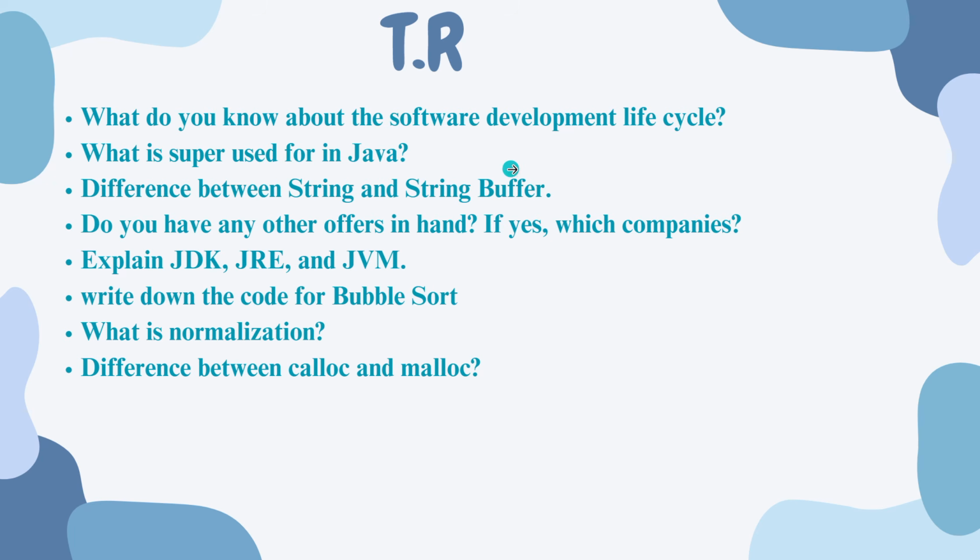And the super keyword, have a good idea on keywords. What is super used for in Java, difference between String and StringBuffer, do you have any other offers in hand, if yes, which company? See, if you tell them yes, then they might not give you this offer, right? So maximum avoid mentioning your other offers. And explain JDK, JRE and JVM, the minimum differences, and full forms, and write down the code for bubble sort.